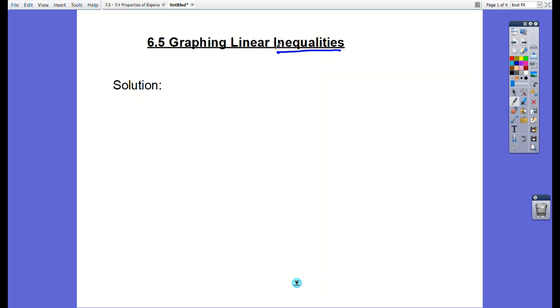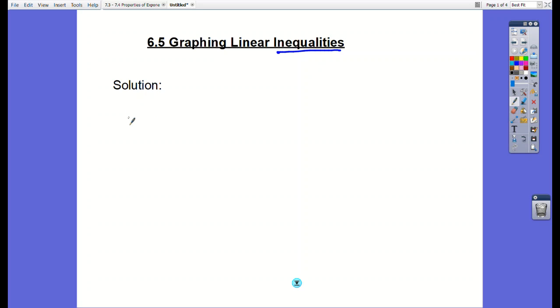JJ's the only one who remembers. When you divide by a negative, or multiply by a negative, there we go. Multiply or divide by a negative, you have to flip the inequality, right? So those are the two things. Just keep those two things in mind as we talk about this.